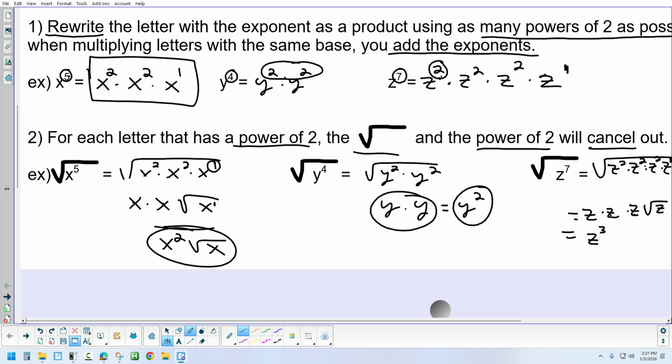And we don't combine anything that's outside a root with anything that's inside a root. Why is this z still inside the root? What was it missing? It was missing the 2. The only way it can come outside is if it has a 2. If it doesn't have a 2, it stays inside.